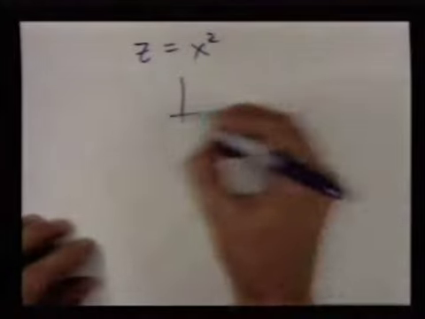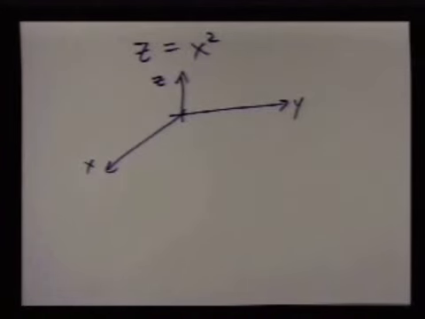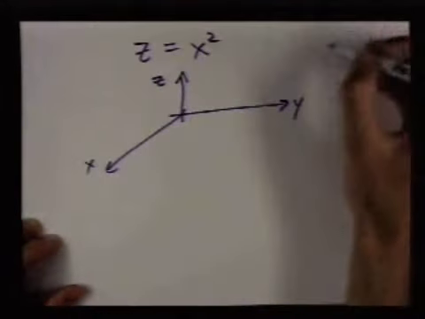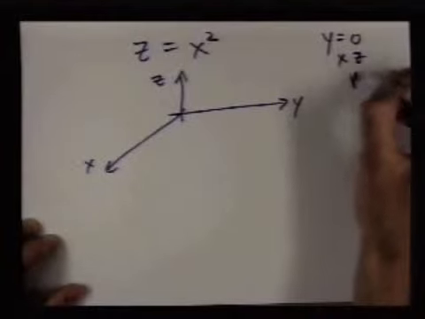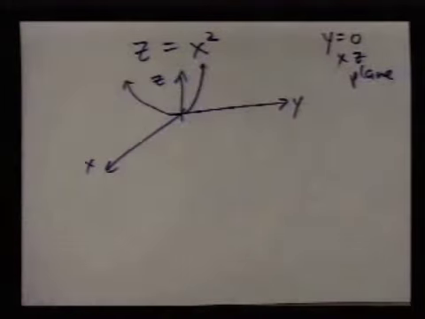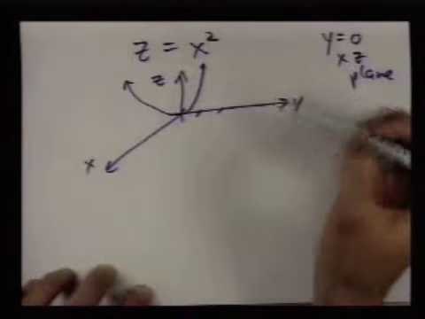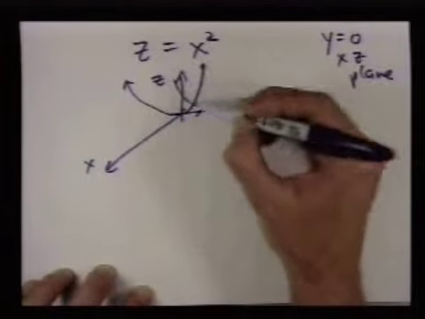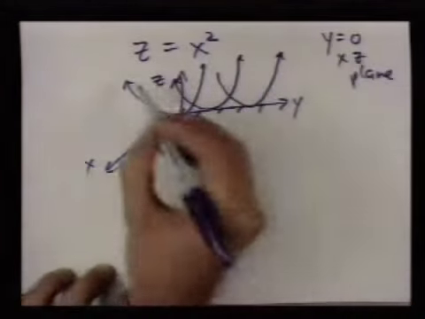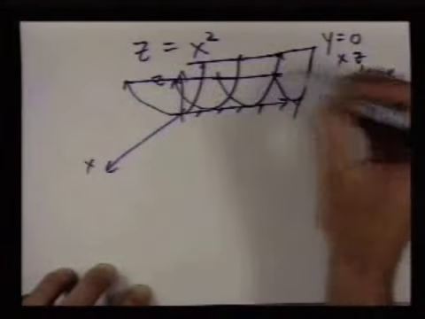So what does that look like? Well, if y is equal to 0, we're on the xz plane, and the shape we get is this parabola. And I'm drawing it kind of funny because I have to draw it in perspective. If I move over, say, 2, and look at all of the places where y is equal to 2, I have the same shape, but shifted over here. If I shift over 2 more, I have the same shape. And so you get this type of shape.